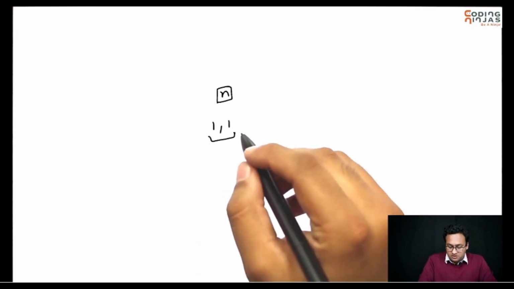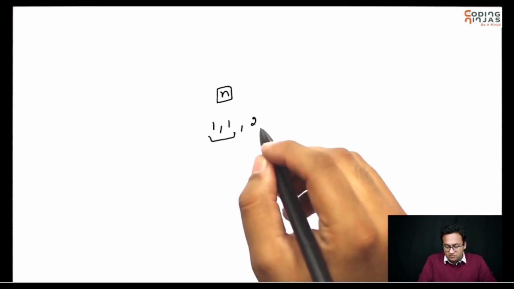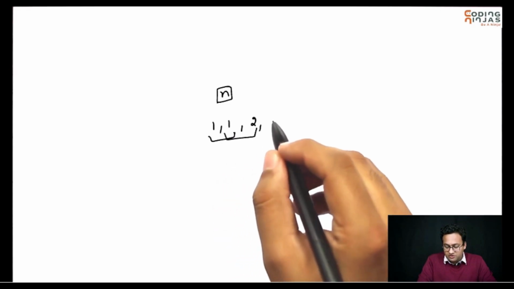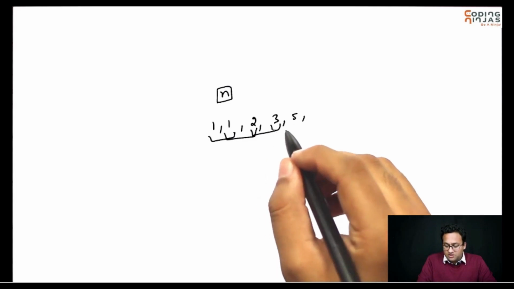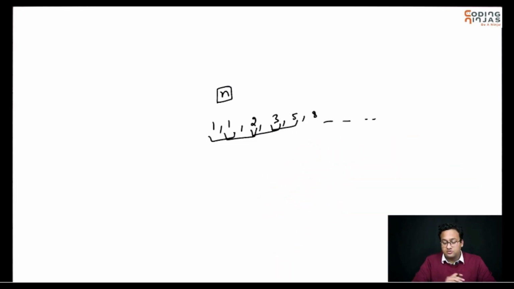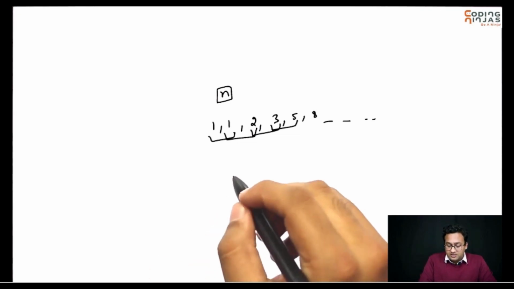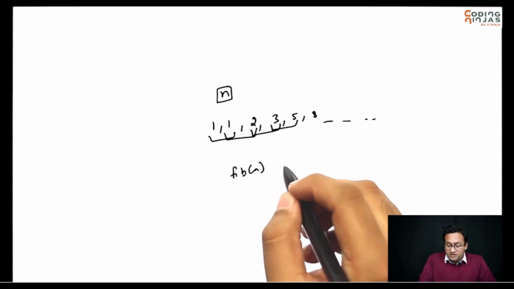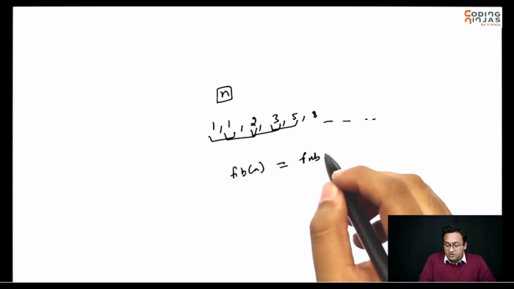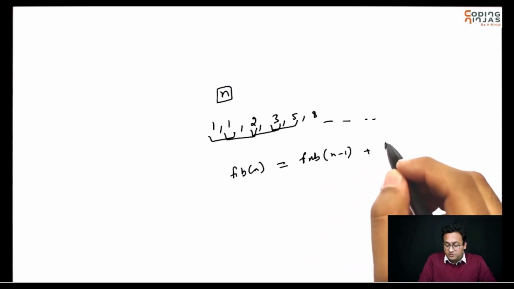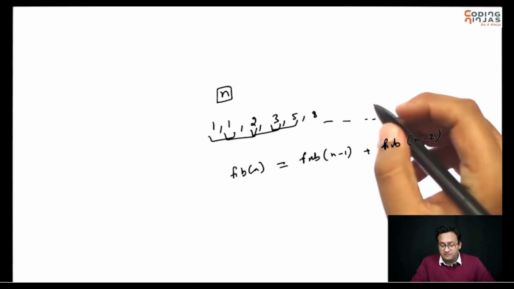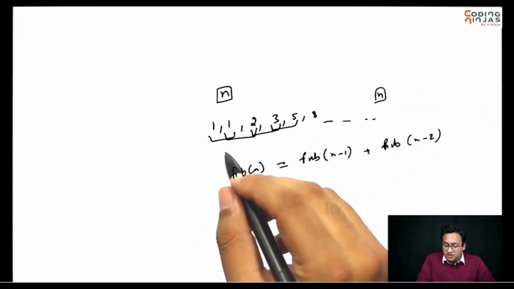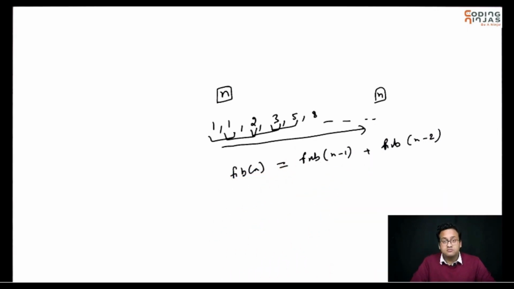The next number is the sum of the previous two. The next number is the sum of the previous two, and so on. So this is your Fibonacci series. So in a way I can say Fibonacci of n is equal to Fibonacci of n minus 1 plus Fibonacci of n minus 2. Now the optimal way of finding the nth Fibonacci number will be to do it iteratively.